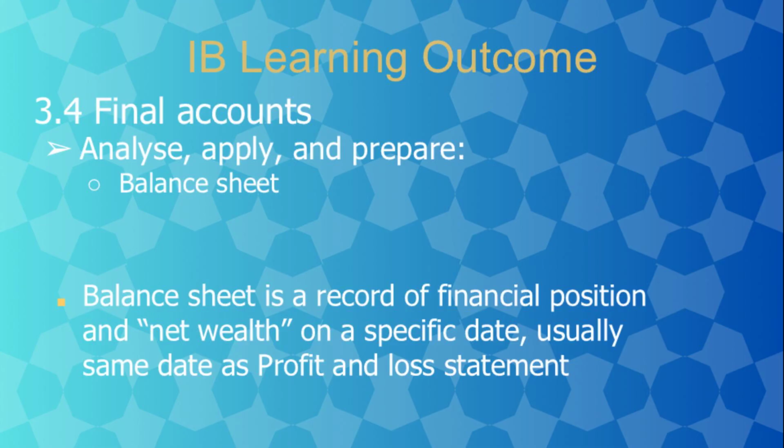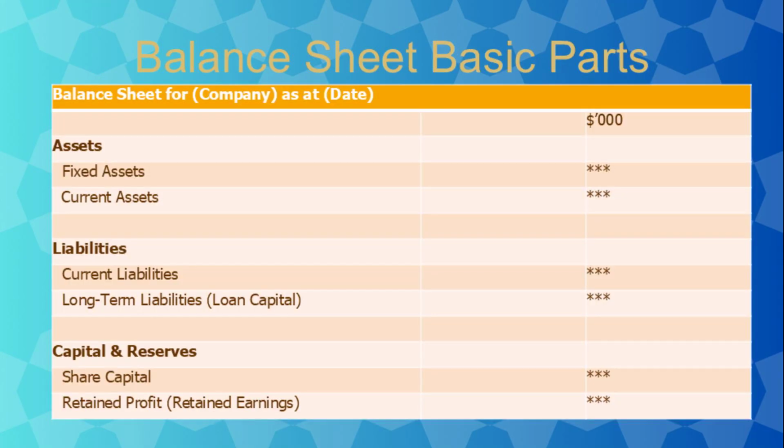The balance sheet is a snapshot of a company's financial position and net wealth on a specific date. A balance sheet is divided into three main parts: assets, liabilities, and capital and reserves. Each section provides crucial information about the company's financial health.